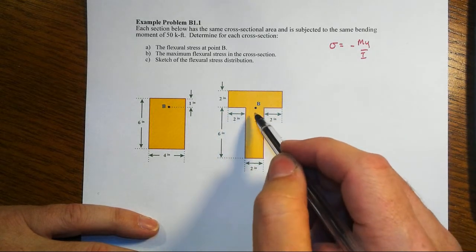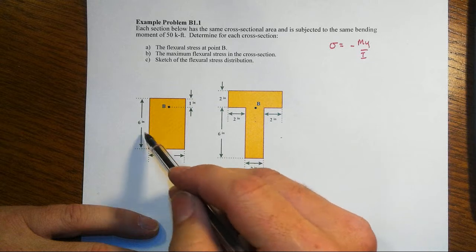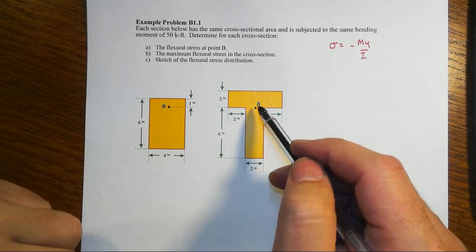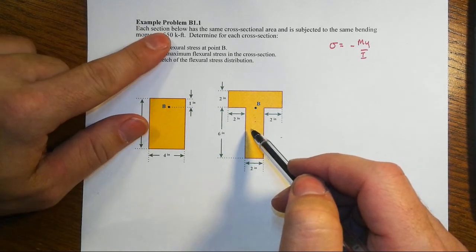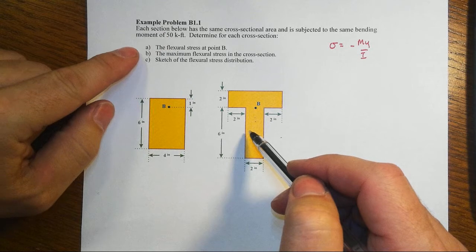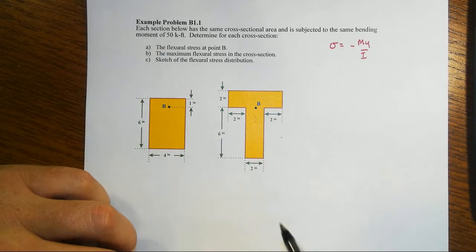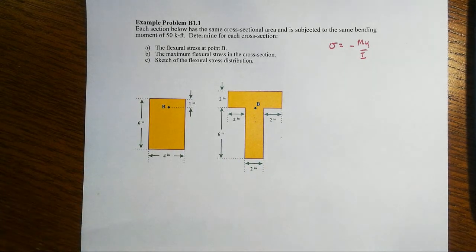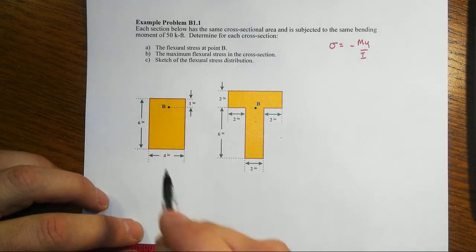6 times 2 here, 6 times 2 there is 24. 4 times 6 is 24. Same amount of area, but arranged differently. Same bending moment, 50 kip-foot. We're going to find a variety of things here on the stress distributions for each one. Right? So let's go work on the rectangle first.